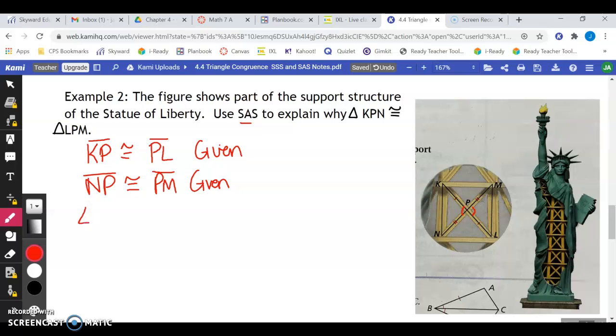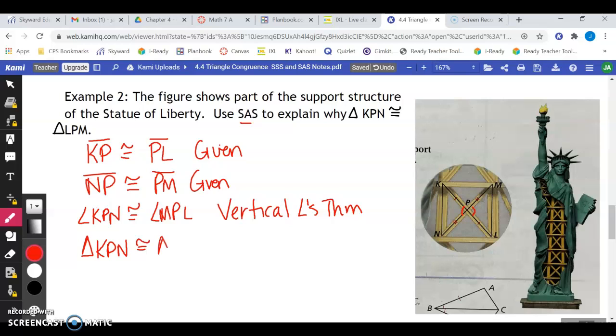So we can say angle KPN is congruent to angle MPL based on the vertical angles theorem. And now we have a side, then an angle, and then a side labeled congruent in our picture. So we can say triangle KPN is congruent to triangle LPM based on side, angle, side.